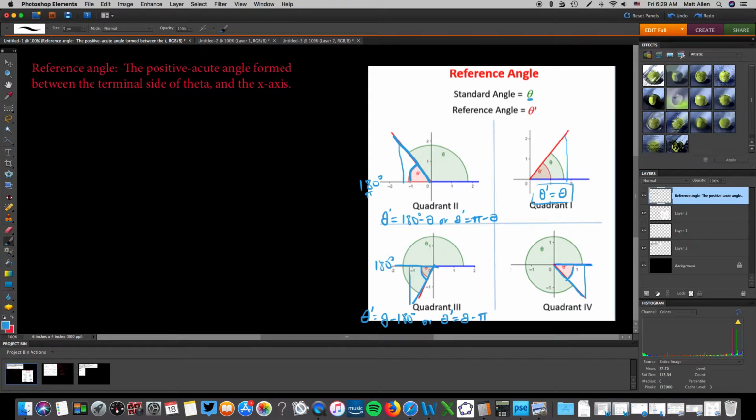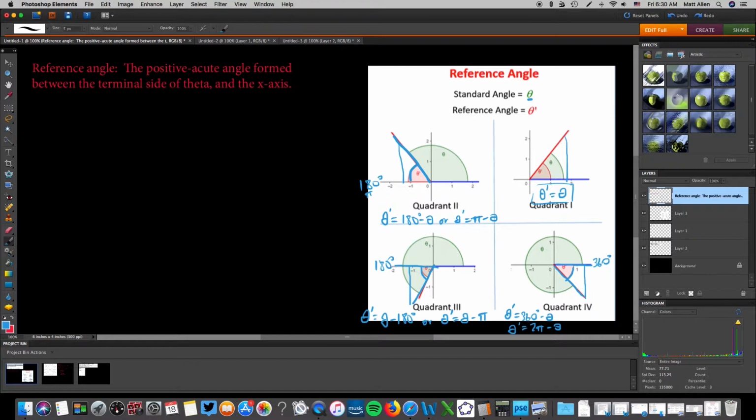And then the last one here, let's say this was a 300 degree angle. It would make a 60 with the x-axis, because we'd have to take 360 minus the 300. So in other words, our reference angle here is always going to be 360 minus the angle we're given, or if you're working in radians, 2 pi radians minus the angle we're given. Here's what I need you to know.